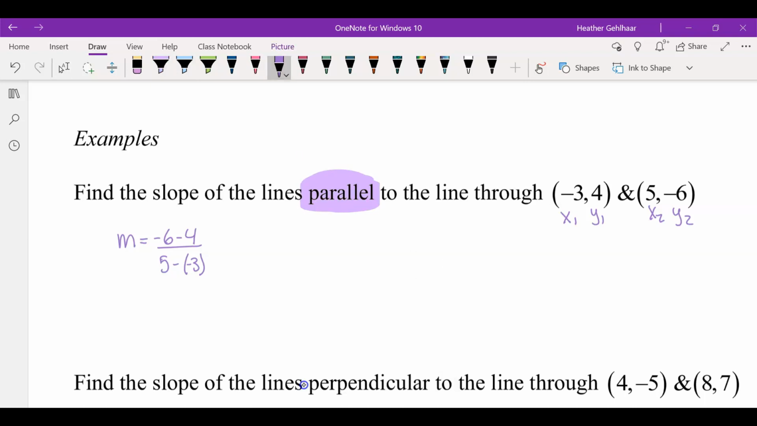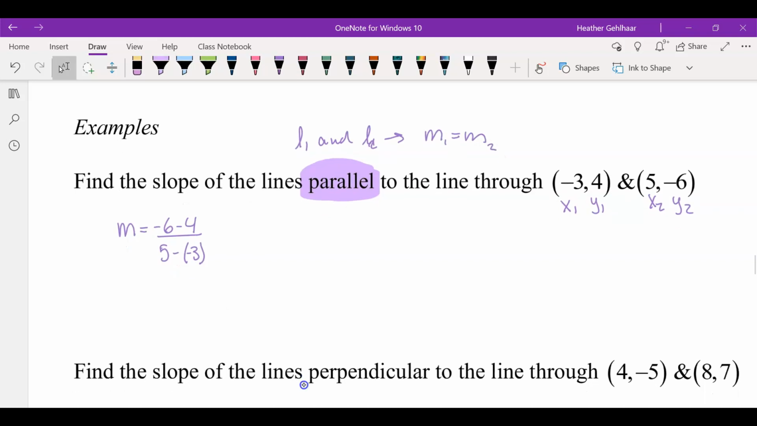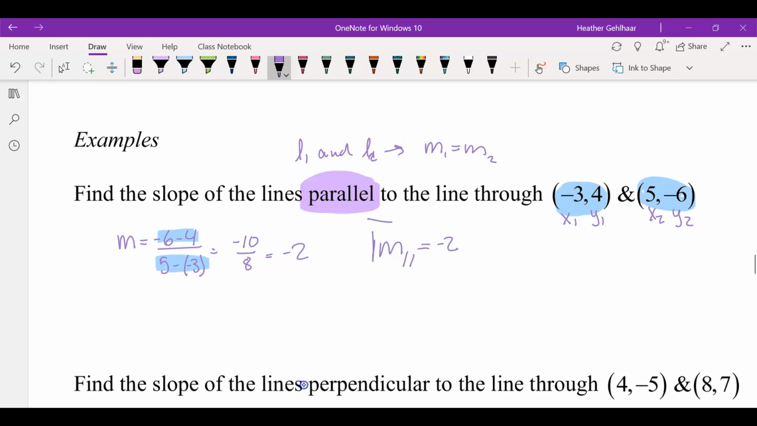So from line 1 and line 2, they will have the same slope. So let me just put m equals m. Okay, so they're going to have the same slope, so I went and wrote here, this is my first coordinate, this is my second coordinate, here are our y's, here are the x's. When I go ahead and solve, we'll get -10 over +8, which equals -2. So our parallel slope is -2.